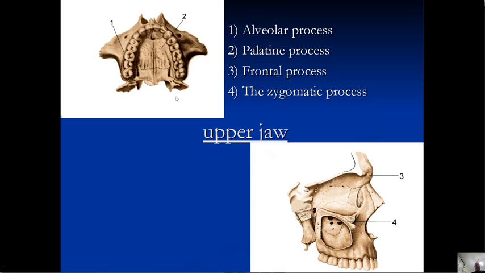Upper jaw. The upper jaw is a very, very complicated bone. It is made up of two maxillary bones joined in the middle. Here, here, here. This bone contributes to the mouth cavity, nose cavity, and floor of the orbital cavities. Each maxilla has a large air sinus, the maxillary sinus or antrum, which is connected to the nose cavity.